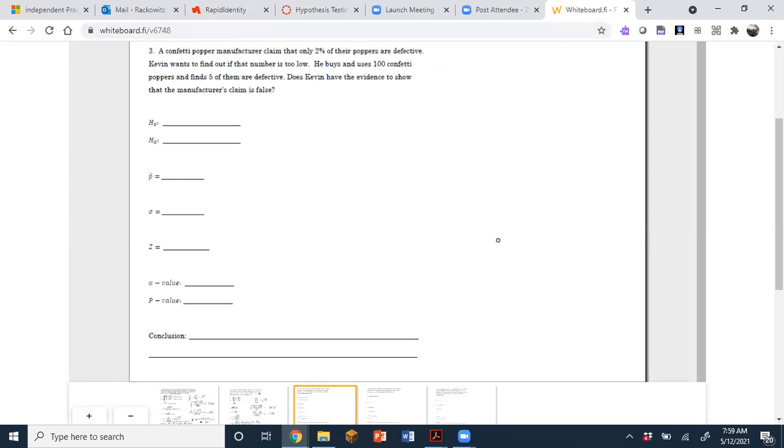A confetti popper manufacturer claims that only 2% of their poppers are defective. Kevin wants to find out if that number's too low. So they're saying, hey, the chances of our poppers being defective is only 2 out of every 100, right? He thinks that should be greater than 2%. So he goes out and buys 100 confetti poppers and finds 5 of them defective. So 5 out of the 100 are defective. So his p hat is 0.05, is 5%.